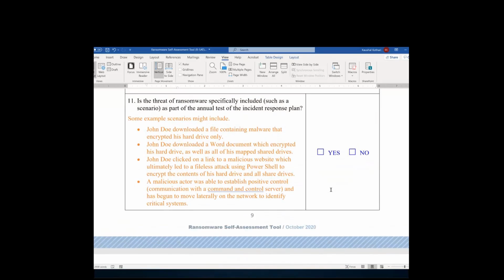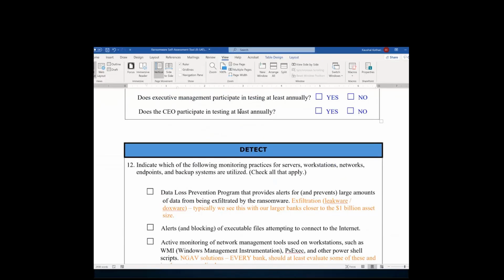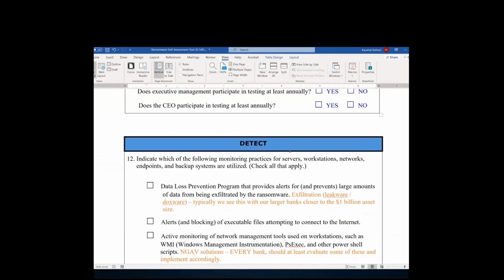Then they also go further to ask if ransomware is specifically included as part of the annual incident response test. If you're not doing an incident response test annually, you should. Here are some example scenarios that I've listed out, and I'm probably going to rush through some of this, as I think we're running short on time. For example, John Doe has downloaded a file containing malware that encrypted his hard drive only, versus encrypted his hard drive and all shared map drives. This is designed to get you discussing it. They also want to make sure executive management is participating, and the CEO at a minimum is participating in that incident response testing annually.